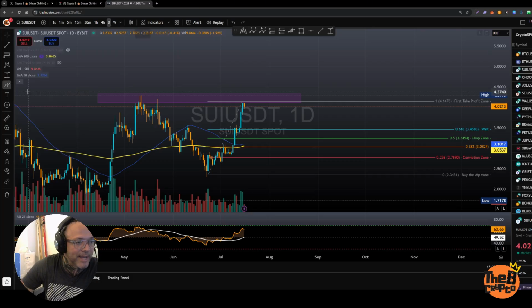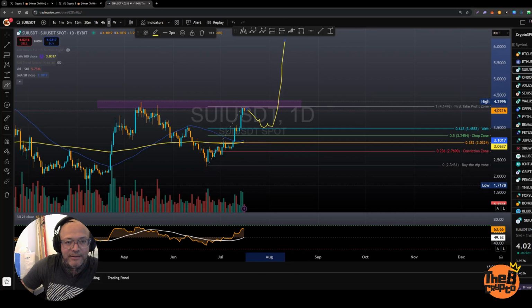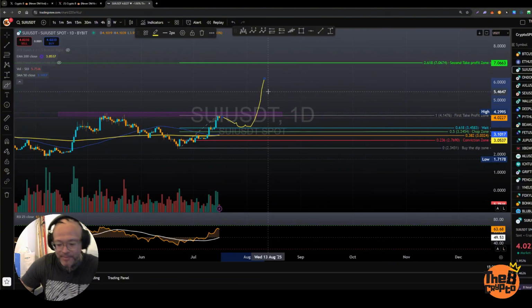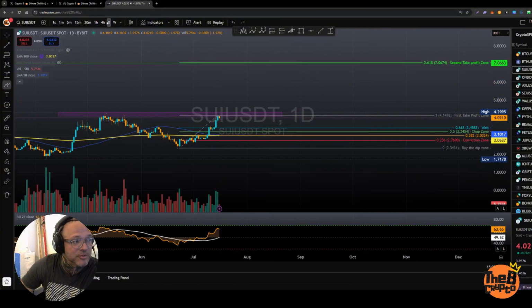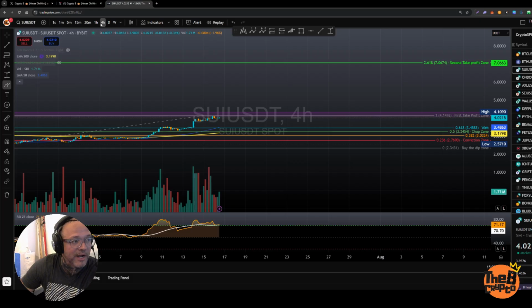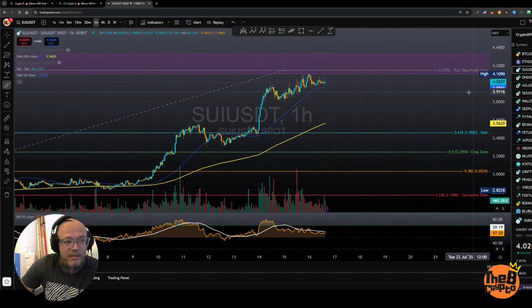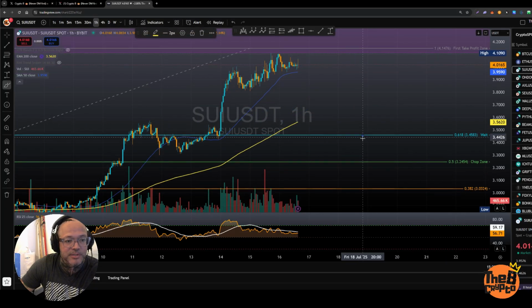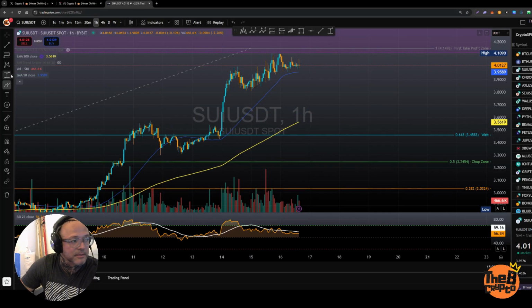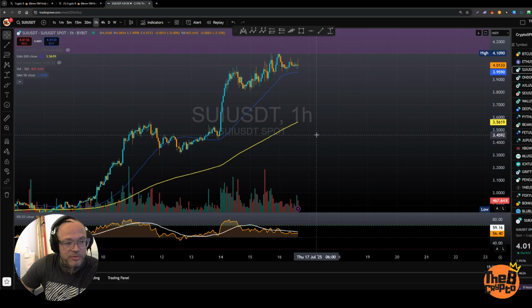So if there is a pullback, we might go, as you can see here, there's a little pullback. Honestly, I don't think we're gonna go that low to then shoot again, right? I don't think that's gonna happen. But let's go 4 hours, on the 4 hours, maybe on 1 hour. So let's go up here. Let me take this out.